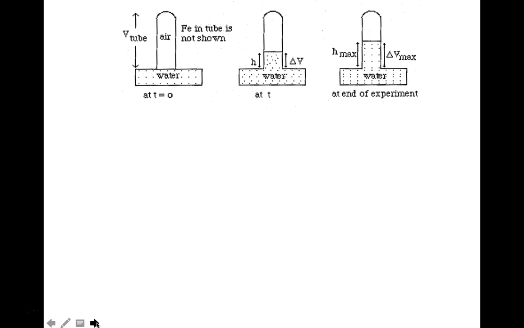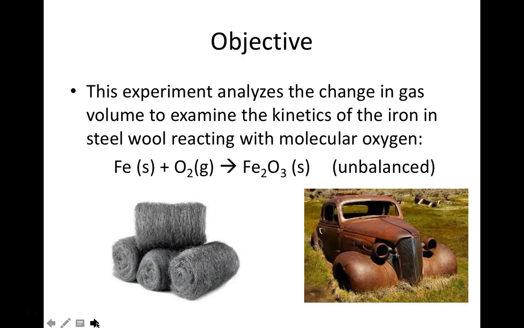Then we have this second figure where it says at time t. I don't know what t is, right? It's some time in the course of the experiment, so it applies to any of your intermediate points between the beginning and end of the experiment. As that oxygen reacts with the iron, we saw previously that it forms a solid. So you're pulling gas in the form of molecular oxygen out of that environment.